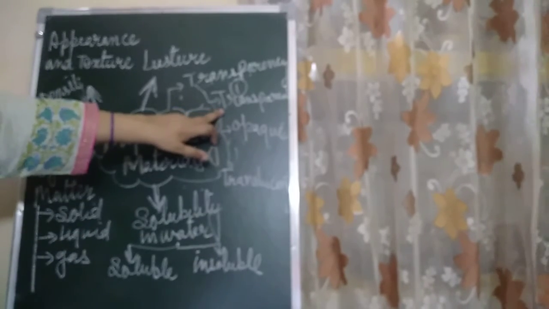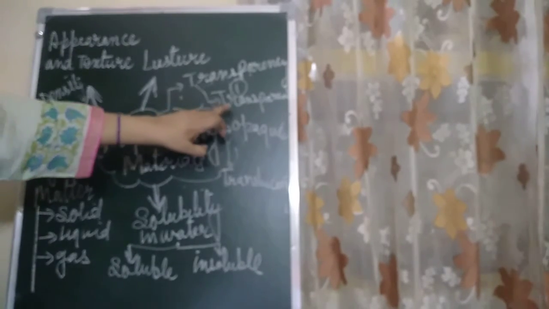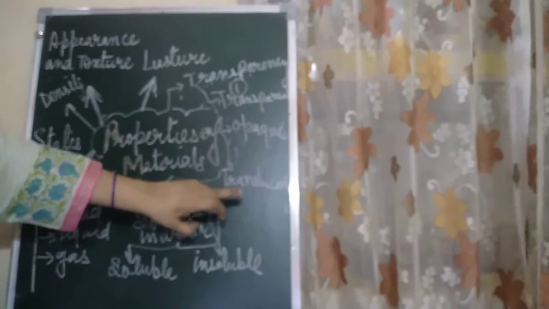And air is transparent, that is why we are able to see the things around us. And one more thing, children, clear water is also a transparent material. So matter can be classified on the basis of whether it is transparent, opaque, or translucent, children.